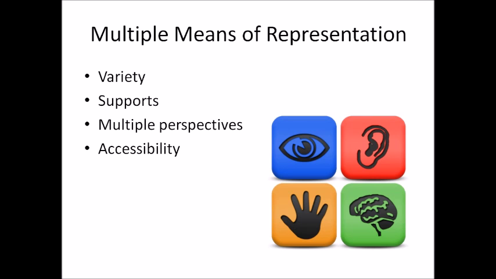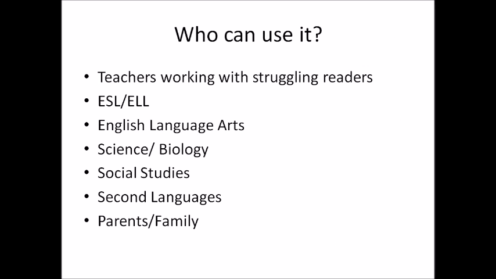Providing multiple means of representation is to provide students with a variety of ways of acquiring information and knowledge. Learning is impossible if information is presented in a format that requires extraordinary effort or assistance. Text-to-speech offers students supports to reading. It offers multiple perspectives and reduces barriers to learning, ensuring that key information is equally accessible to all learners.